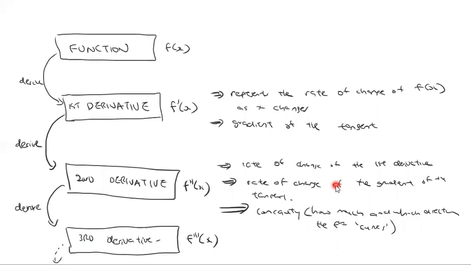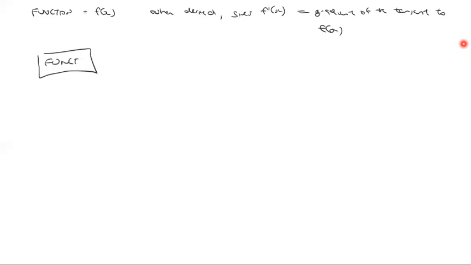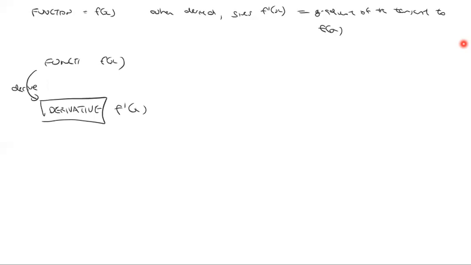Yeah. Good. Okay, so let's run through a little bit more theory, and we'll focus back on the first derivative. So remember, you've got your function, which is f(x). And then you take the derivative, which gives f dash x, which represents the gradient of the tangent. We'll just focus on this part for the moment. So you've got your function, and when you derive it, you'll get your f dash x. Now, we already said this represents the gradient of the tangent to the curve.